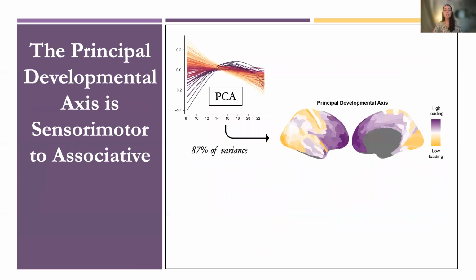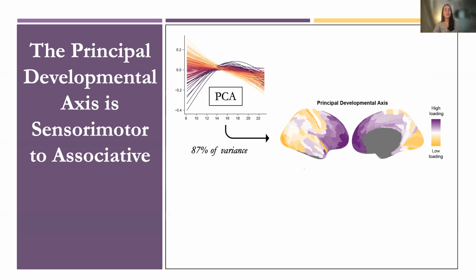we sought to determine if developmental patterns spatially conformed to the SA axis. To accomplish this, I ran a PCA on regional fluctuation amplitude maturational trajectories. The first principal component shown here explained 87% of the variance in development of this functional measure and can therefore be conceptualized as the principal axis of spontaneous activity development.